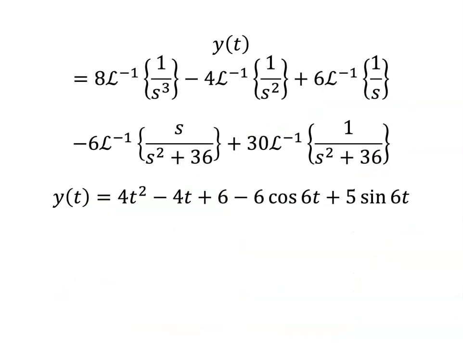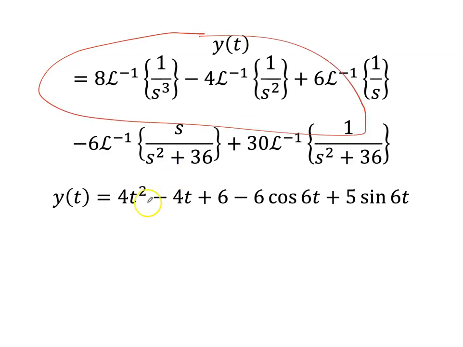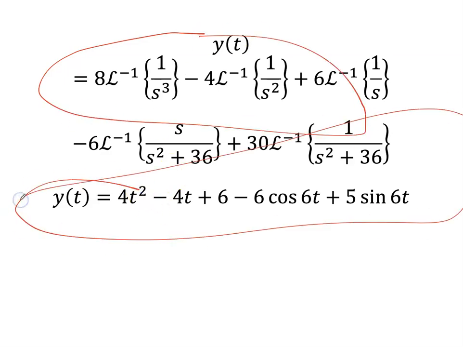Oh my goodness. So we put all of that together, and we end up with y of t equals this stuff. Turns out to be y of t equals 4t squared minus 4t plus 6 minus 6 cosine 6t plus 5 sine 6t. And that's it, folks.